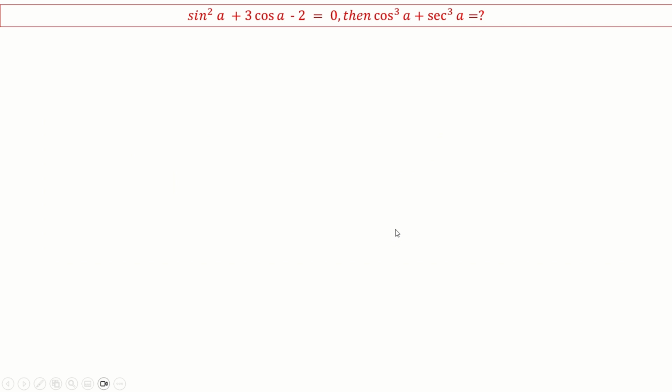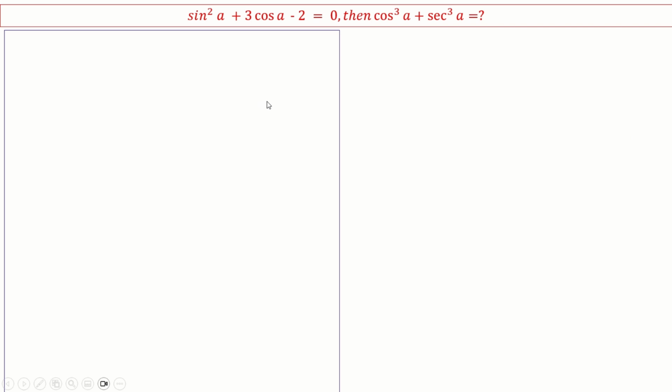First problem. Sin square a plus 3 cos a minus 2 equal to 0. Then what is cos cube a plus sec cube a? So this is the given problem. Looking at this, let's solve it in two ways. First way: there is a sine and a cos, two variable terms, so it is better to convert into one variable term. Write sin square a in terms of cos square a, which is 1 minus cos square a.